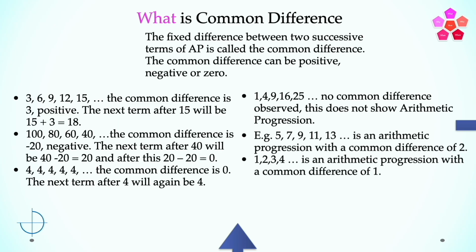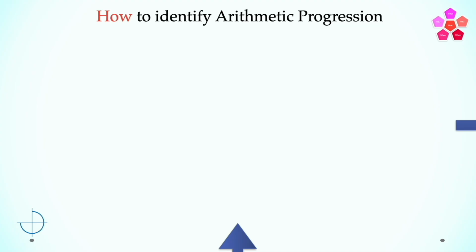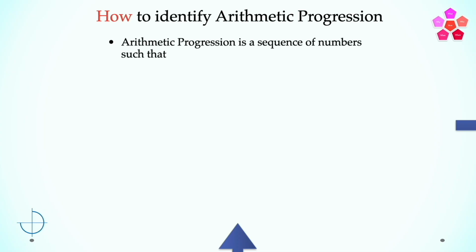I know we have taken a lot of examples, so finally I hope with the development of common difference, we have developed an understanding about arithmetic progression. So the next logical question is how to identify that the series or pattern is in arithmetic progression. Arithmetic progression is a sequence of numbers such that the difference between the consecutive terms is constant.